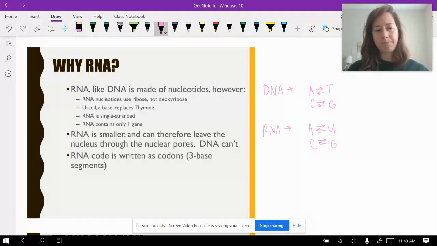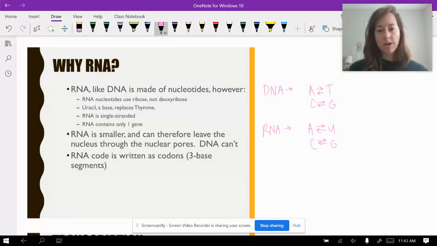And then also the sugars are different. So RNA has ribose, which is why it is named ribonucleic acid, RNA. DNA has deoxyribose, which is why it's named deoxyribonucleic acid, or DNA.